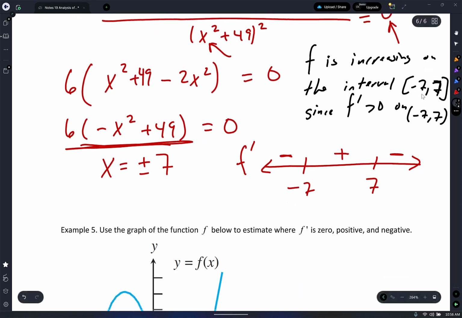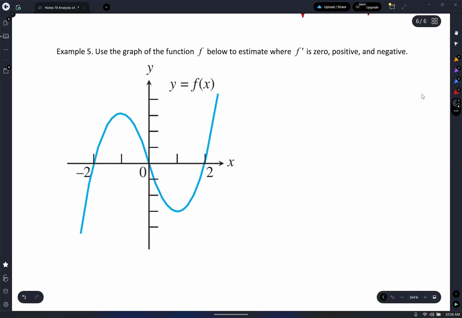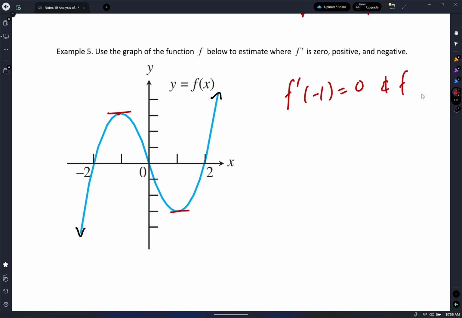All right, here we go, guys. Last question, last one, and then we're set free. It wants to know where f prime is 0, where f prime is positive, and where f prime is negative. Put arrows on this. Tell me where f prime is 0. At -1 and positive 1. So I'm going to write f prime of -1 equals 0 and f prime at 1 equals 0.